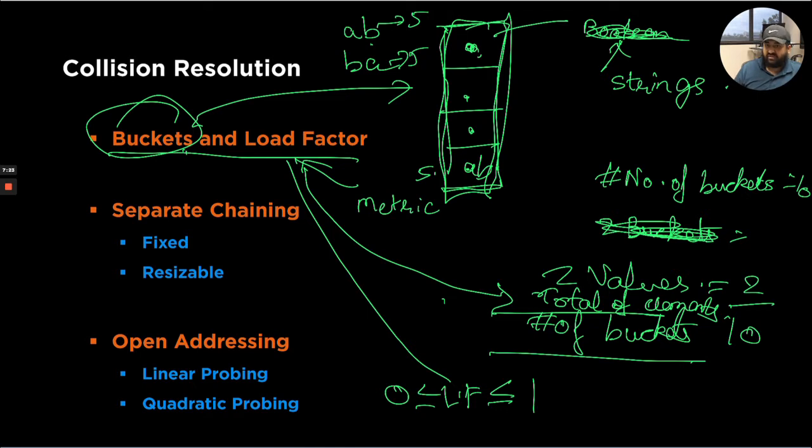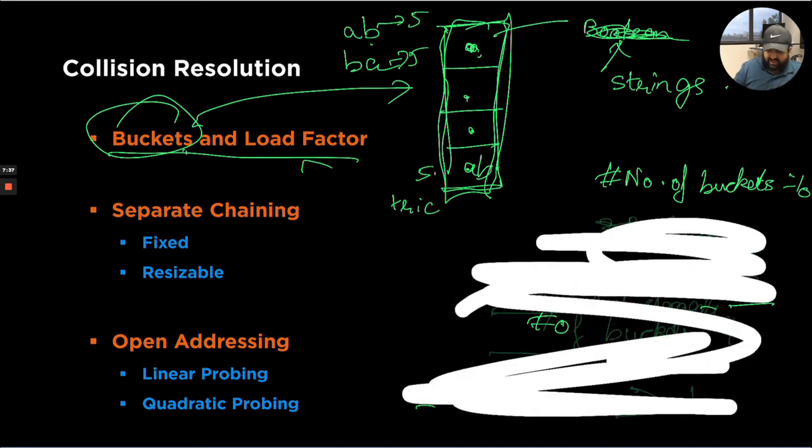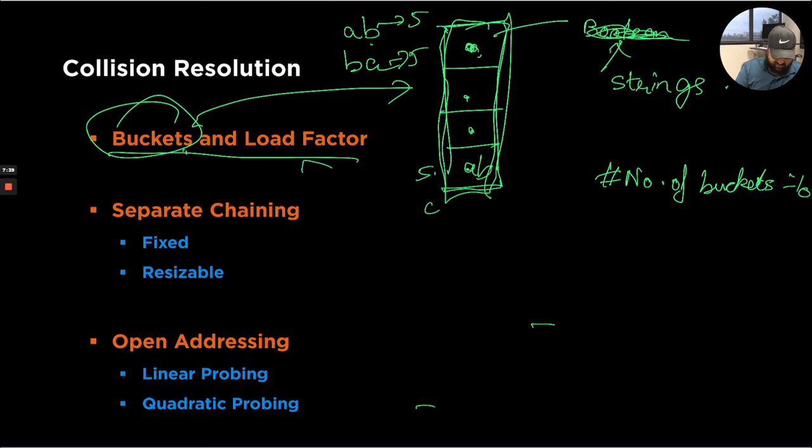But if a bucket allows you to store more than one element, then the load factor can be much greater than 1. So how does that work? We are going to see just now, which is that there are 2 different types of collision resolution strategies. The first one is using separate chaining.